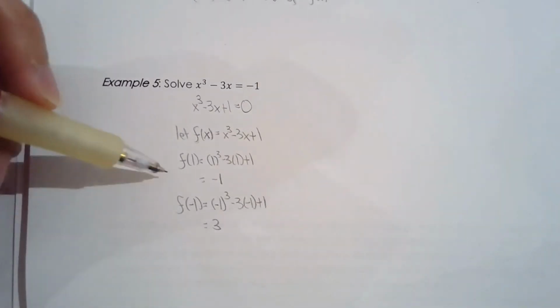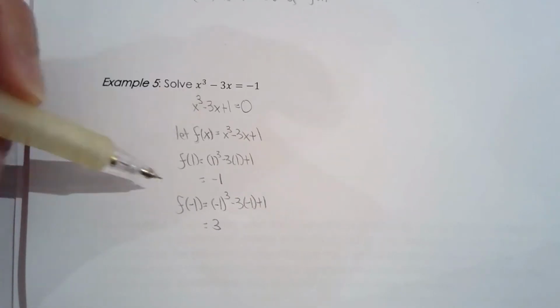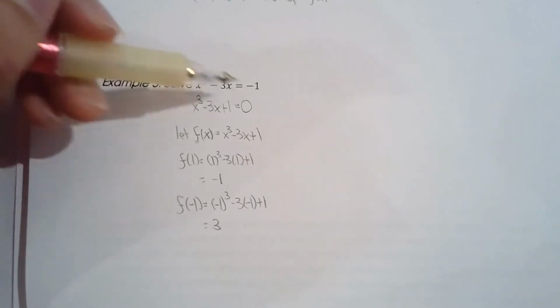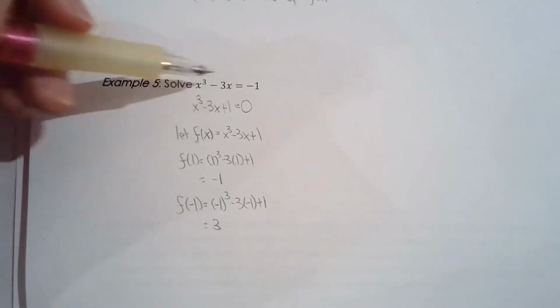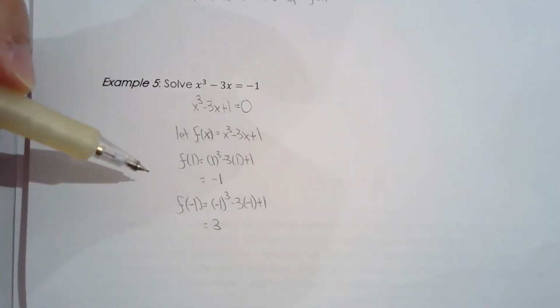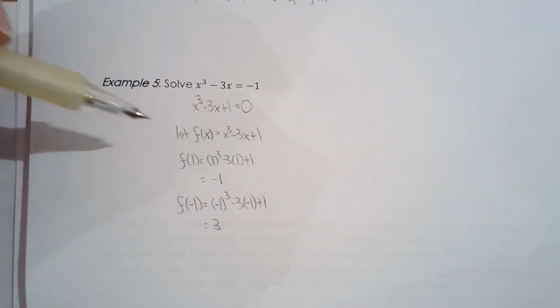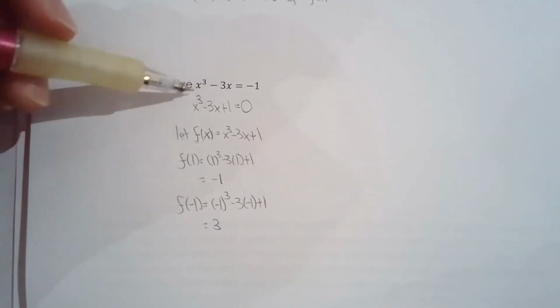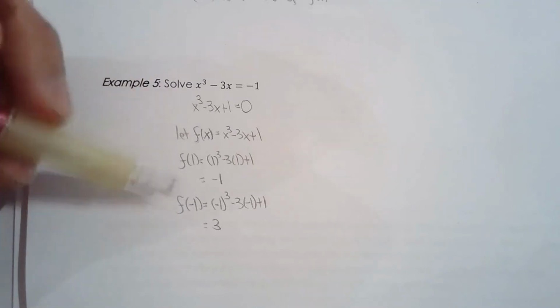So what is this saying? Okay, we tried all the possible zeros from the integral zero theorem. So what is this really saying? This is saying that this one's not factorable. Okay, the zeros are not integers. I don't know what they are. Well, we can find out. Okay, but the zeros are not integers, so we can't factor it.